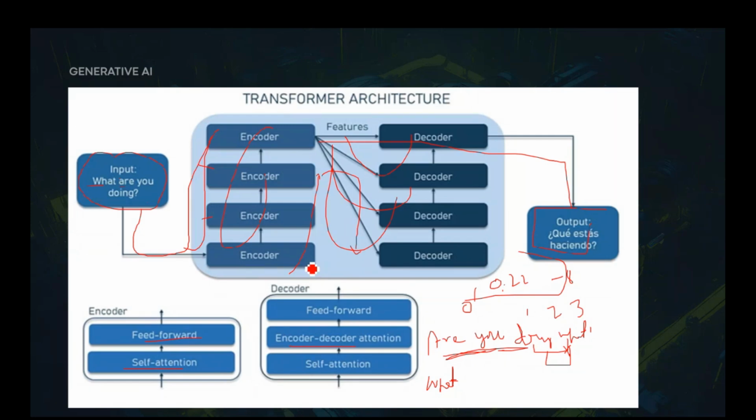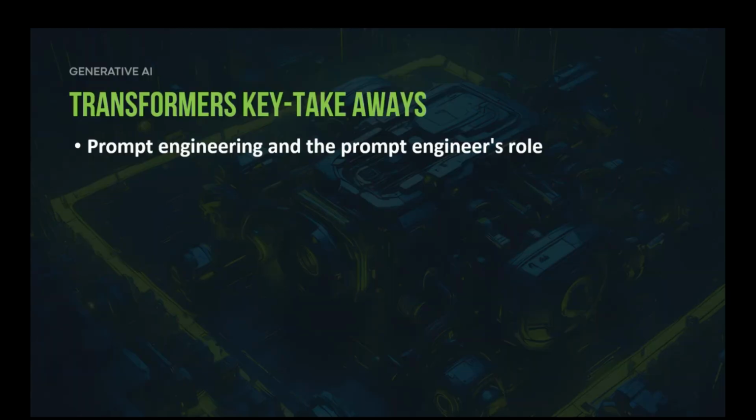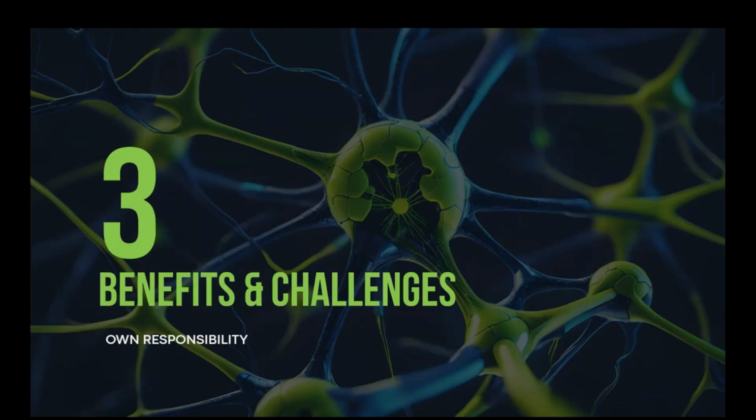So the feed forward neural network further processes your combined information. After going through all this information, the same thing will happen in reverse order in the decoder, right? And of course, with prompt engineering, this is the key role and key application of your transformer. So with that, we come to the end of Gen AI.